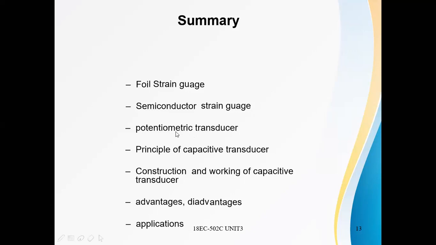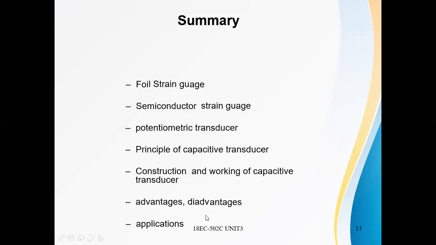In these potentiometric transducers, the resistance will be varied. There is a wiper, and that wiper is varied based on the applied displacement. Angular displacement can also be measured with potentiometric transducers. And the next one is the capacitive transducer, used for measurement of force, pressure, displacement, etc. We also discussed the construction and working of the capacitive transducer, how it is constructed, and its working.